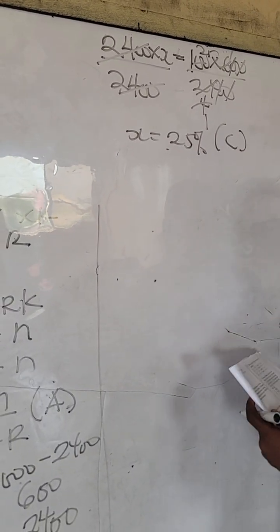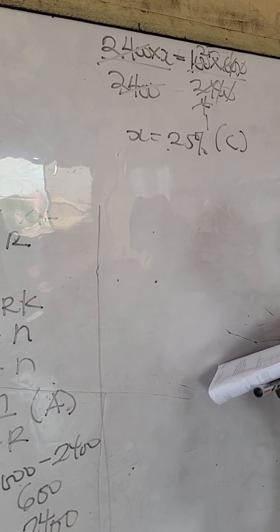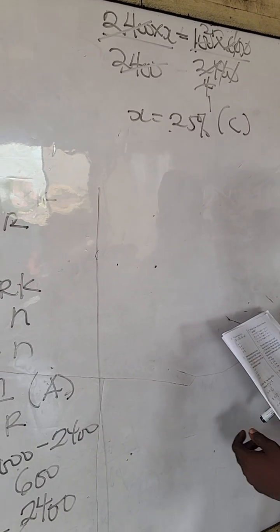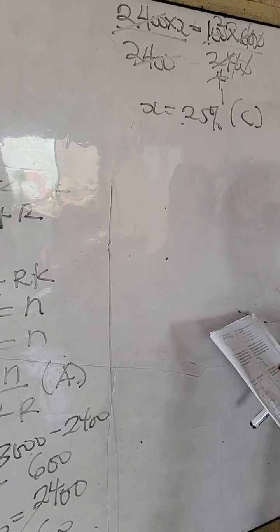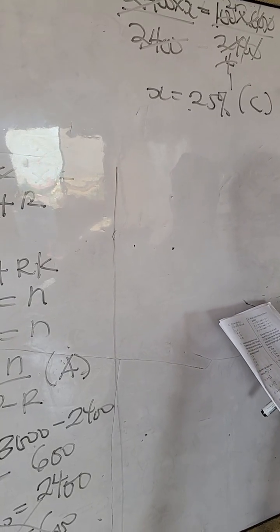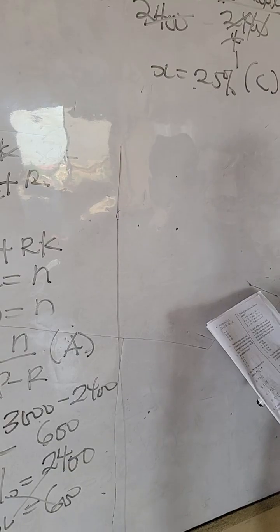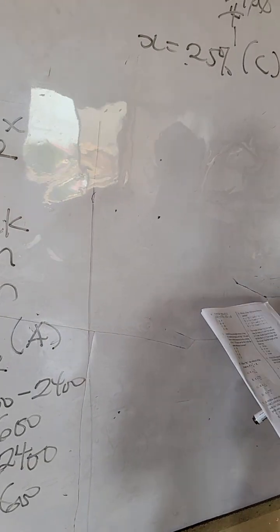Number 10. Which of the lines are parallel? Parallel lines have the same gradient. So you watch the first one, the gradient is 2 and 3. Watch the second one, the gradient is 3 and 3. So they are parallel. So that is it. Option B is the correct one.